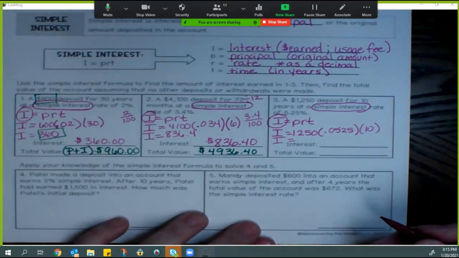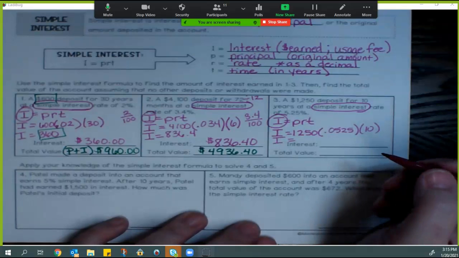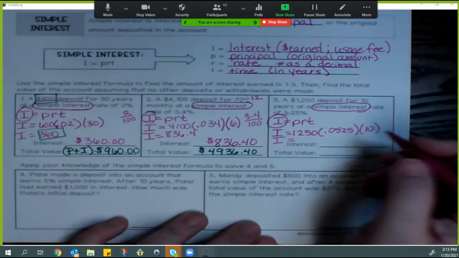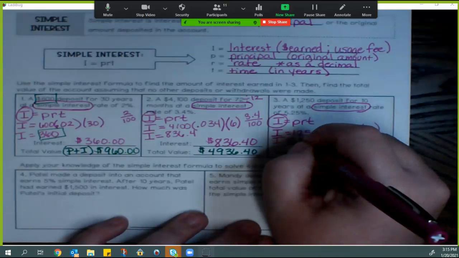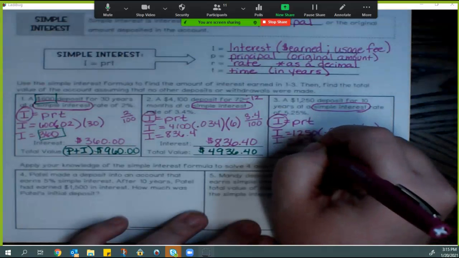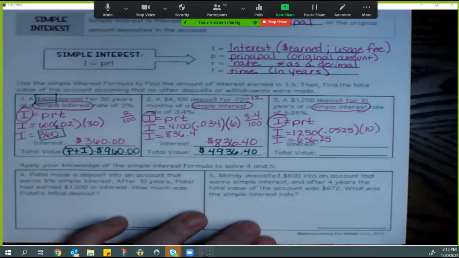He says 656.25. Do you agree or disagree? No, sir, we do not charge cell phones in my classroom. 656.25. I like that we all agree.